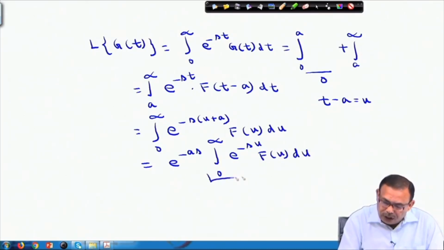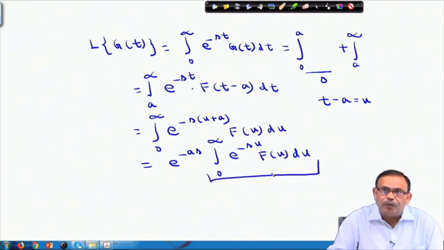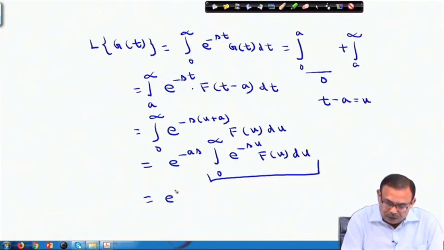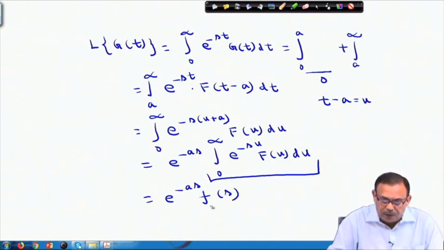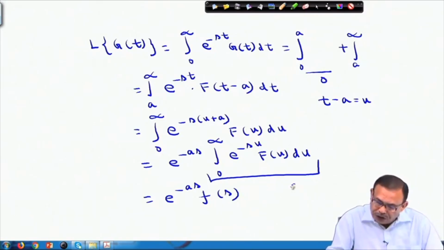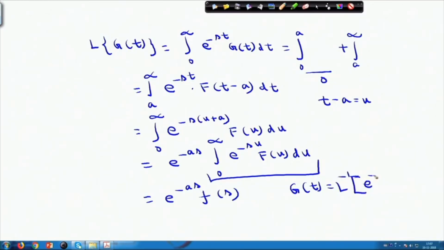And what is this? This term is nothing but the Laplace transform of f u, because the integral from 0 to infinity of e power minus s u into f u is F s. So, the Laplace transform of g t equals e power minus a s into F s, or in other sense, g t equals Laplace inverse of e power minus a s into F s, which completes the proof of your theorem. I hope it is clear to you.